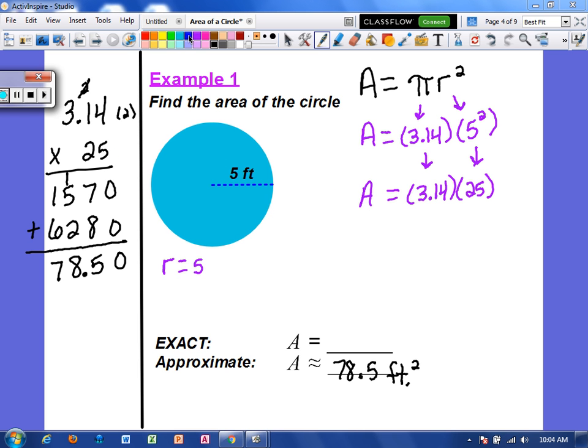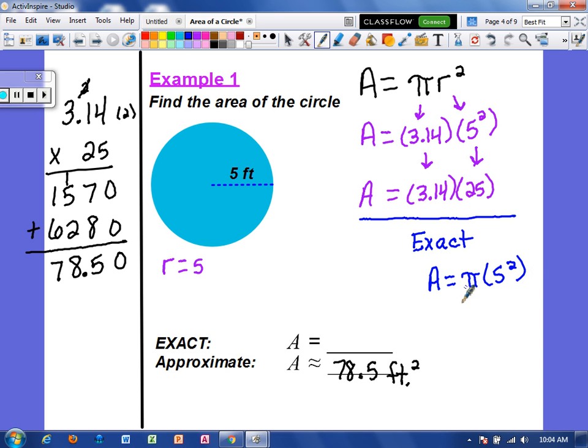Alright, now for the exact area. So let me start a new section for that. For the exact area, we're going to leave pi the same way. Okay, we're not going to do anything with it. Now the radius is 5, so then we have 5 squared. So the area equals pi, and 5 squared we know is 25. And then I'm just going to rewrite that to say 25 pi. So the exact area would be 25 pi.